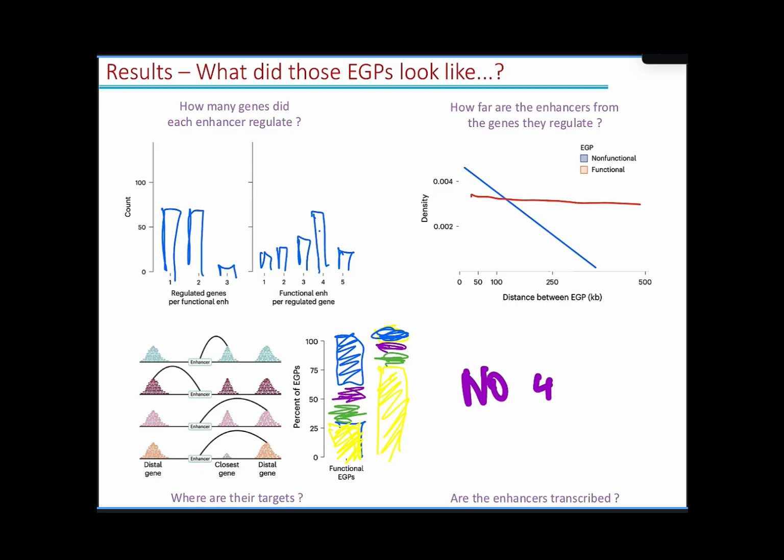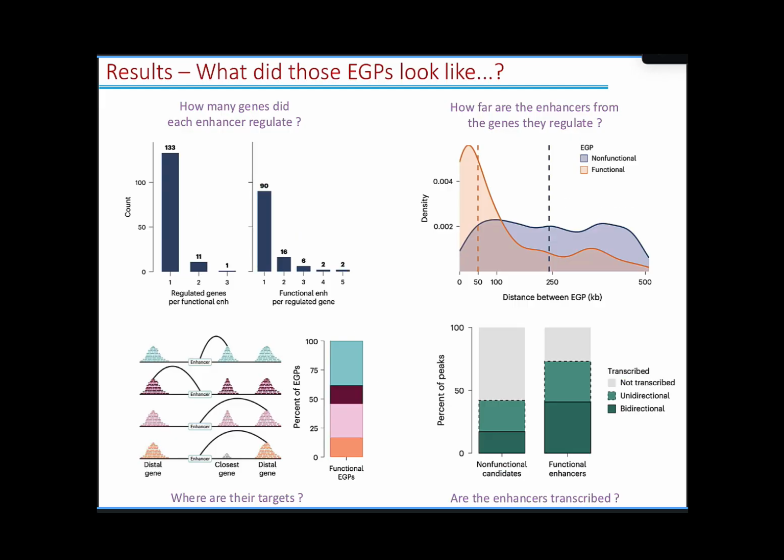So some yeses, that enhancers can be transcribed? Okay. No, yes. Well, we'll see. So this is what they actually found. In terms of how many genes each enhancer was shown to regulate, most of them regulated only one.